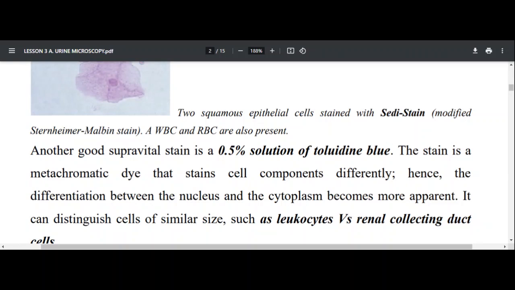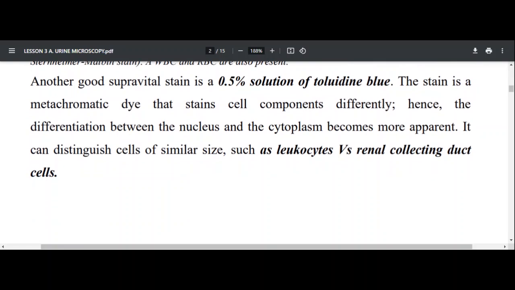It is also used to distinguish between cells according to their size, for example leukocytes versus renal collecting duct cells, because they can be of similar size. So we can use a stain like 0.5% toluidine blue to distinguish them based on their nuclear and cytoplasmic outline. This can be very helpful, because, for example, leukocytes and renal tubular cells can look alike. They are the same size, and sometimes the internal structure can look alike.